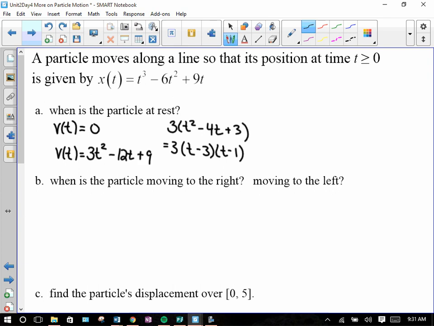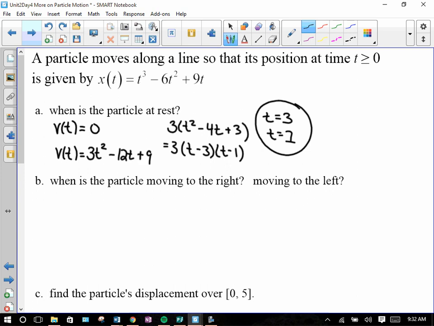So that tells me that this particle is going to be at rest at t equals 3 and t equals 1. Questions about that? Does that make sense? You'll do a lot of that on the homework.